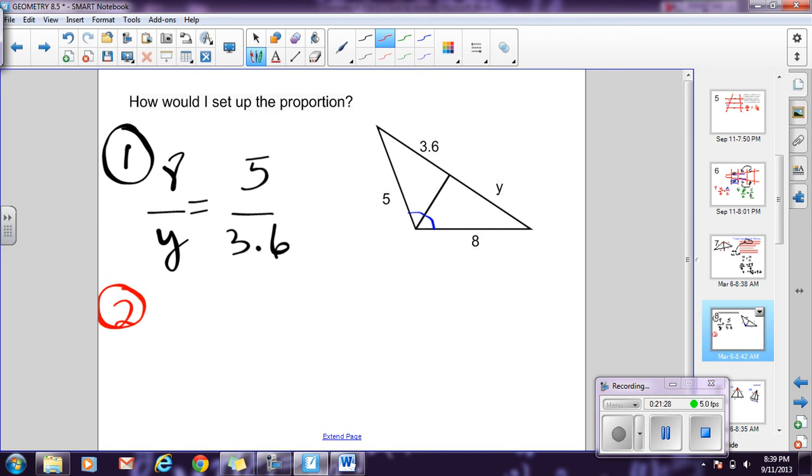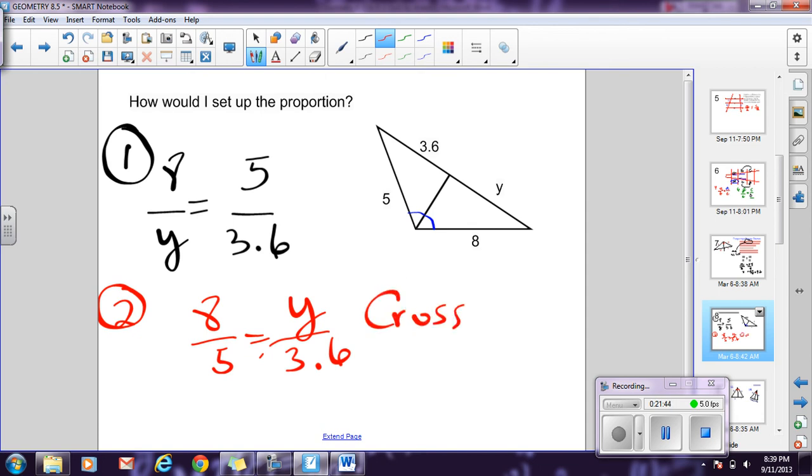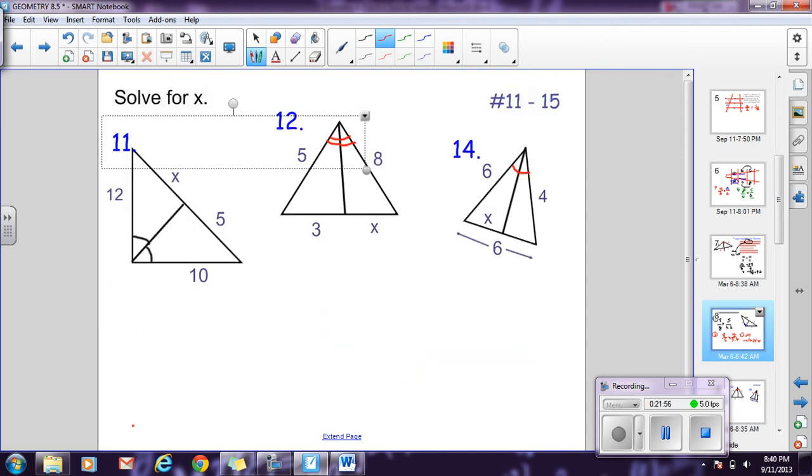Pretty simple. Or the second way would be 8 over 5 is equal to y over 3.6. Pretty simple. And then you would solve by cross multiplying. That's right, cross multiplying. Okay, easy peasy lemon squeezy. All right, let's go on to some problems for your homework.